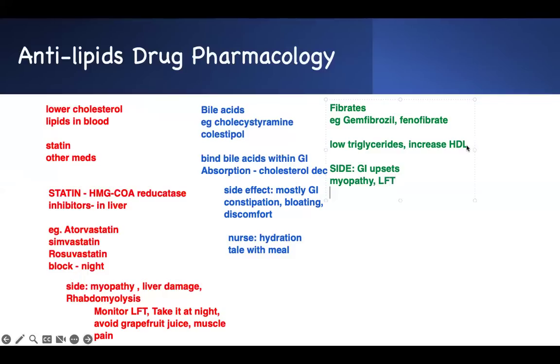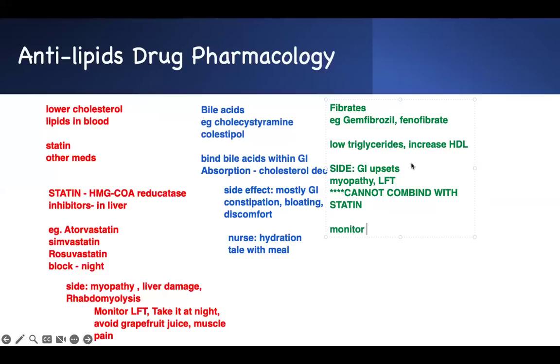The most important thing you should know about this medication: it cannot be combined with statin. You should avoid statin completely. Otherwise, it will make you have rhabdomyolysis as soon as possible. So you want to avoid it. The fibrate, you cannot take it with statin. No way.